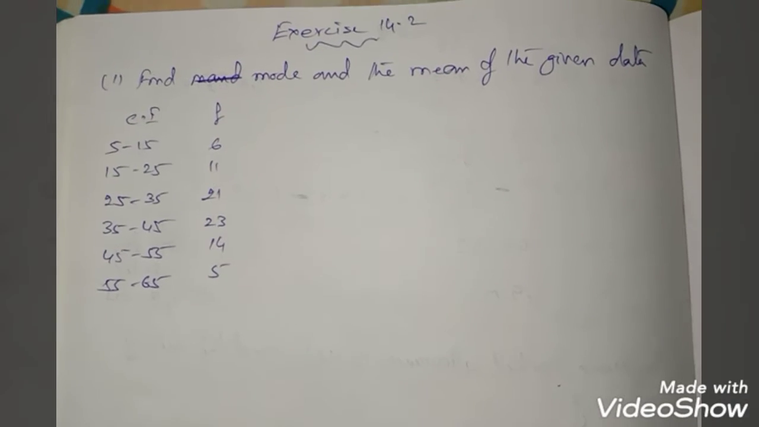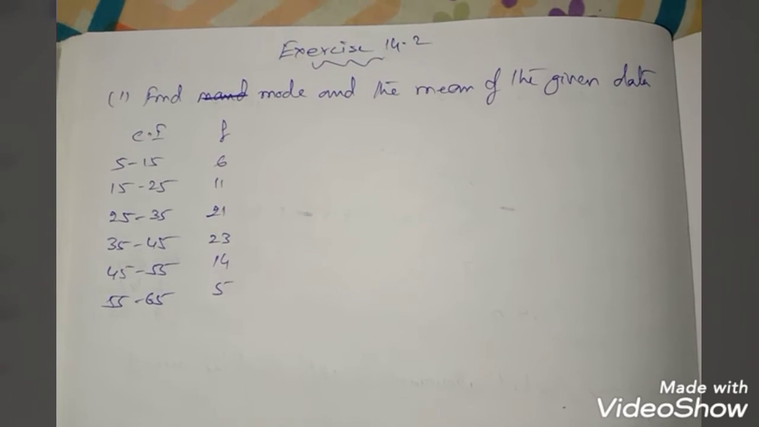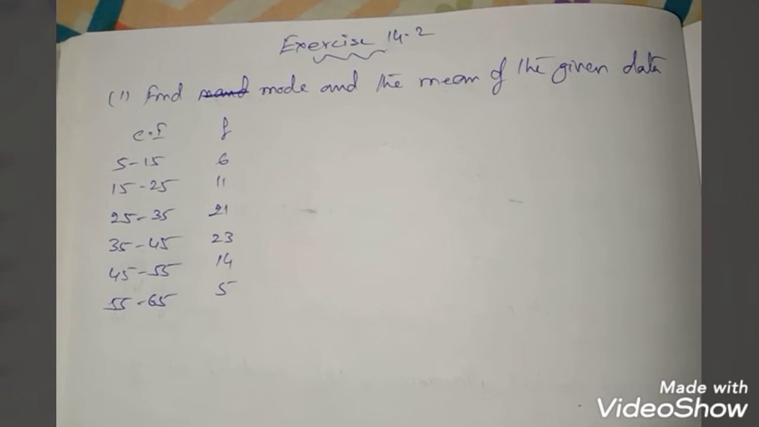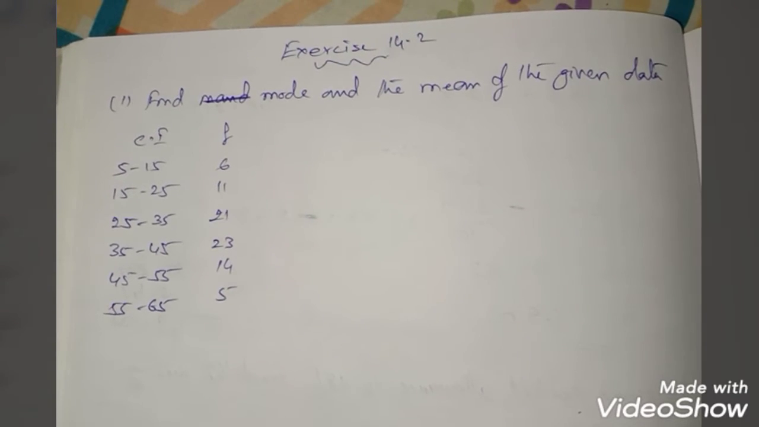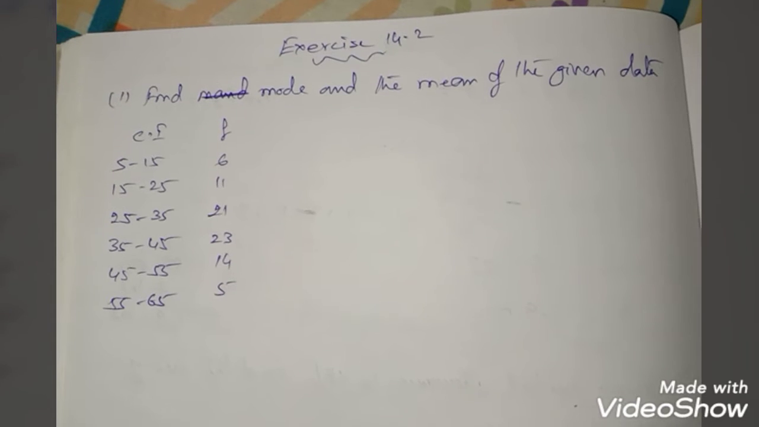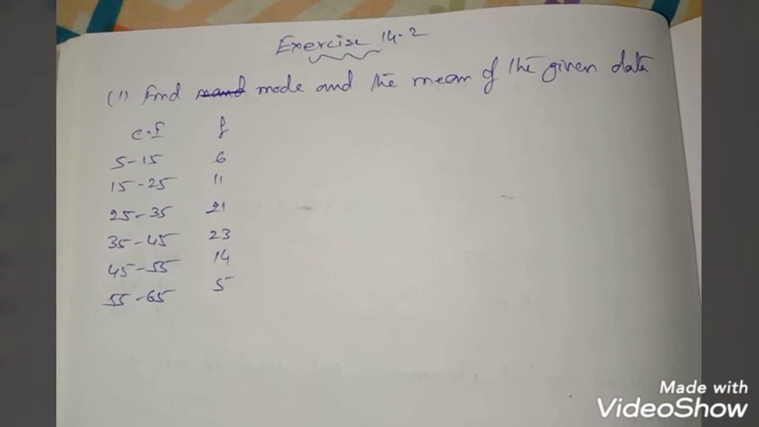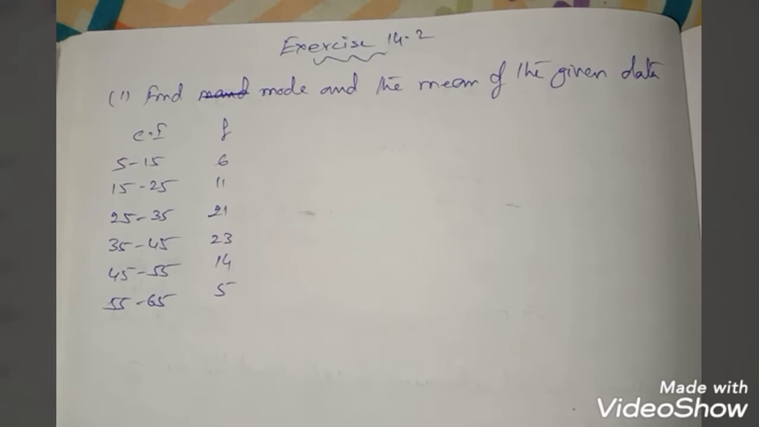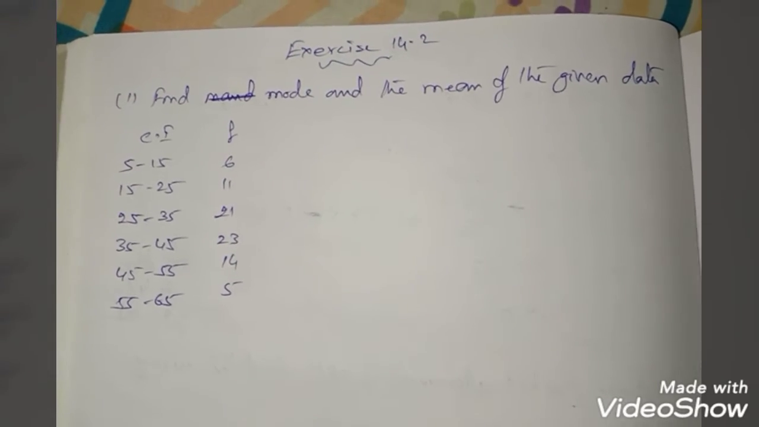Students, yesterday we learned about exercise 14.1 and solved some of the basic problems of exercise 14.1. So today we are going to start exercise 14.2. In this exercise we are going to learn about mode. Along with mode, we are also comparing that interpretation with your arithmetic mean.